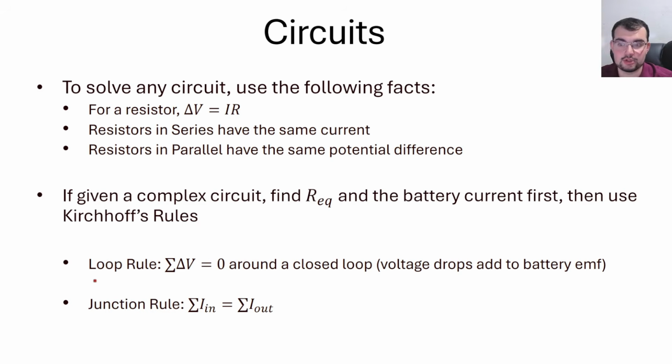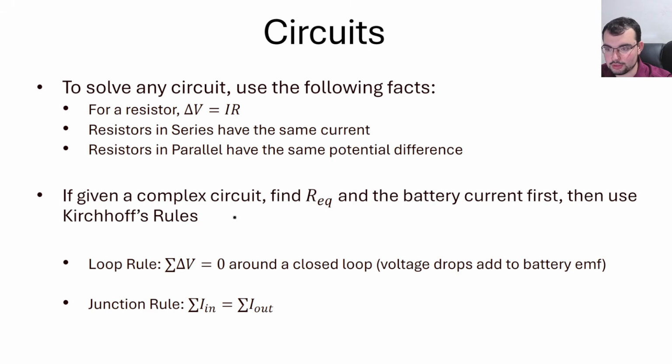All right, circuit time. So to solve any circuit, you usually need some combination of these facts. Delta V equals IR for a resistor, of course. Series have the same current, parallel has the same potential difference. And if you're given a complex circuit, find the equivalent resistance first, find the battery current first, and then knock out any voltages you can, and just fill out from there.